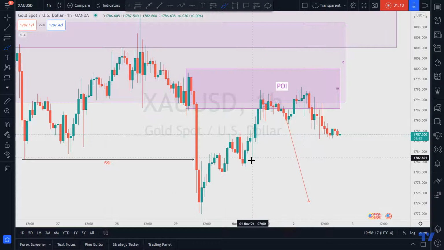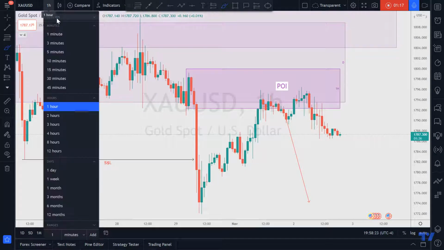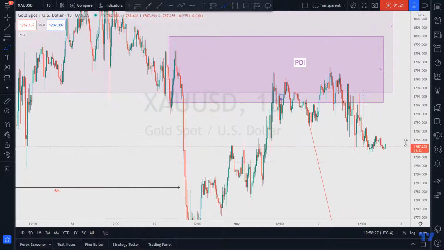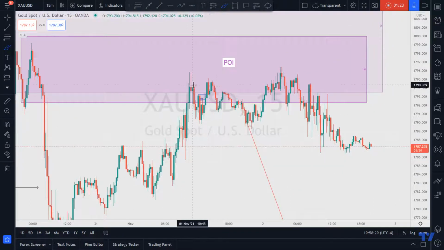But I'll go over what your entry should have looked like. As price reached this POI, the first thing I do is go to a lower time frame because I want to see the price action in more detail. So I'll go to the 15, right? And what am I looking for? Once price reaches up here, I'm looking for a transition of price. What do I mean by that? I'm looking for price to show it is shifting from bullish momentum to bearish momentum.